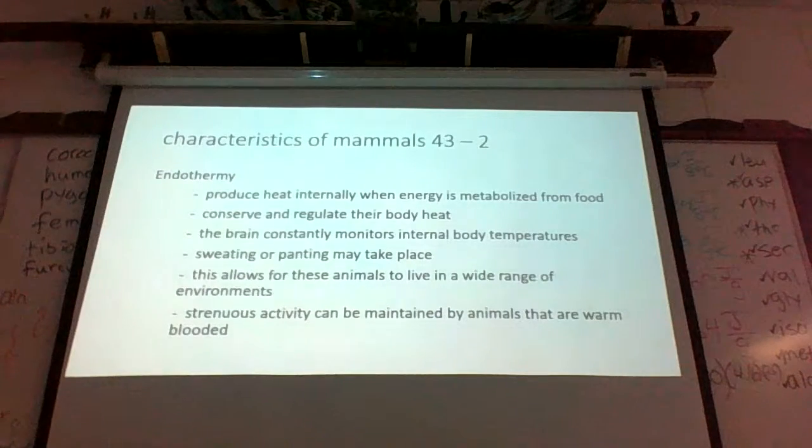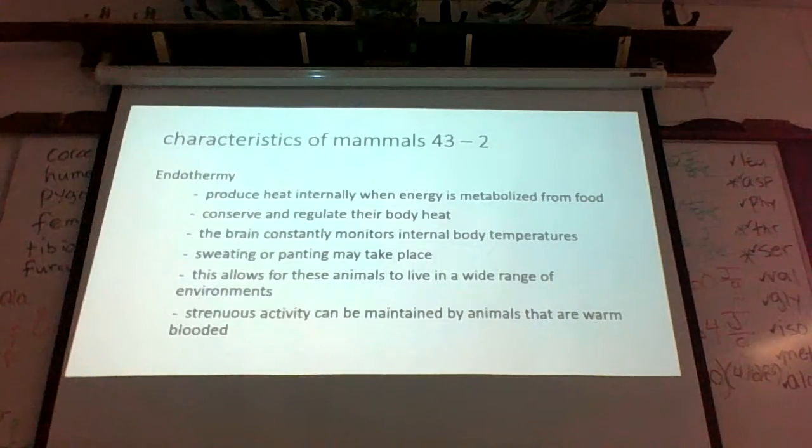And all mammals are warm-blooded, okay? So they have a very high metabolism, as you can see. The energy is metabolized from the food that they eat, and even in humans, the brain is constantly monitoring that body temperature. Because what happens is, if our core body temperature gets too warm, proteins begin to break down. And if we get too cold, that can send your vital organs, especially your heart, into shock.